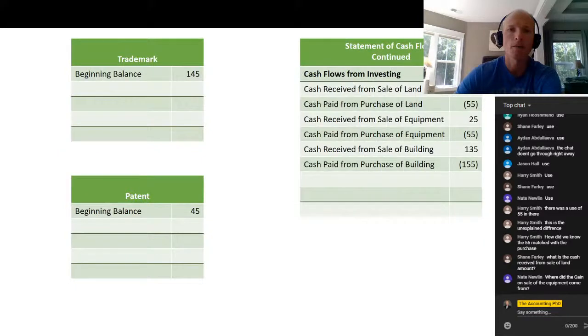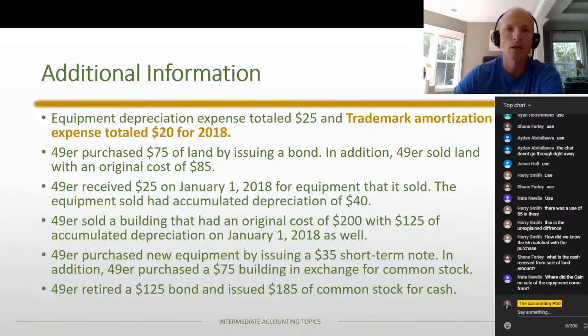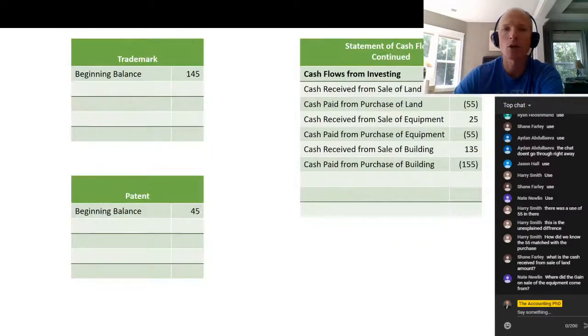So then we go again to the extra information that we have, and we have our trademark and our patent, and we have a beginning balance for each account. The beginning balance for the trademark was given as $145. The beginning balance for the patent was given as $45. Now we're told that the trademark amortization expense totaled $20 for 2020, my bad. But the trademark amortization was $20. Now I'm going to go back.